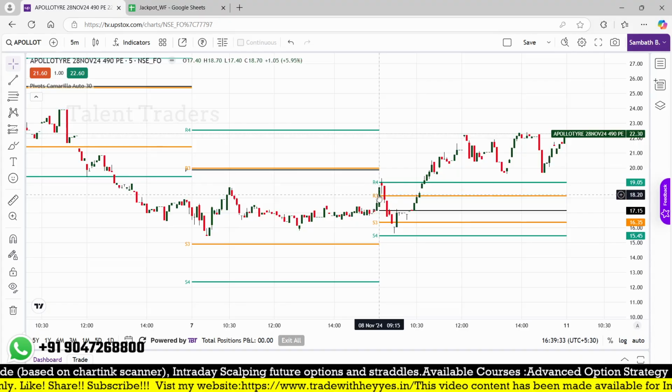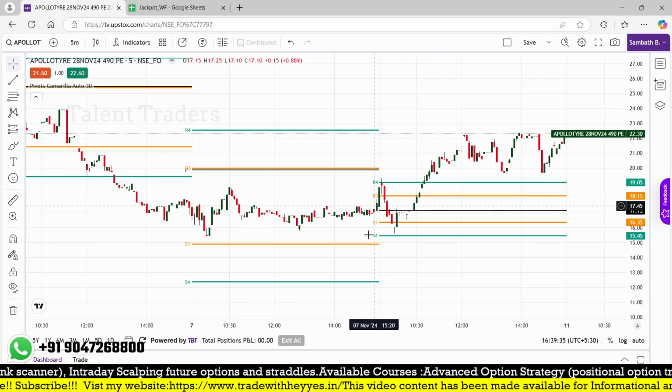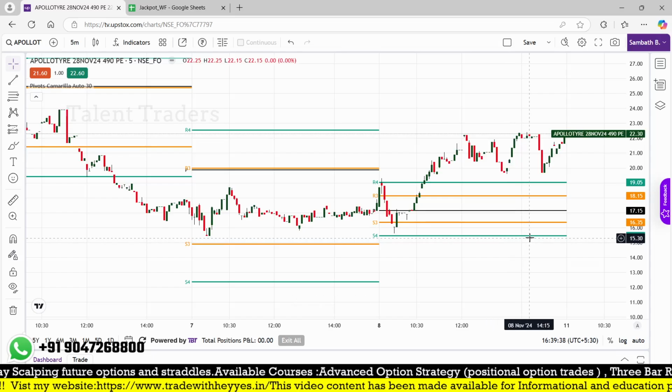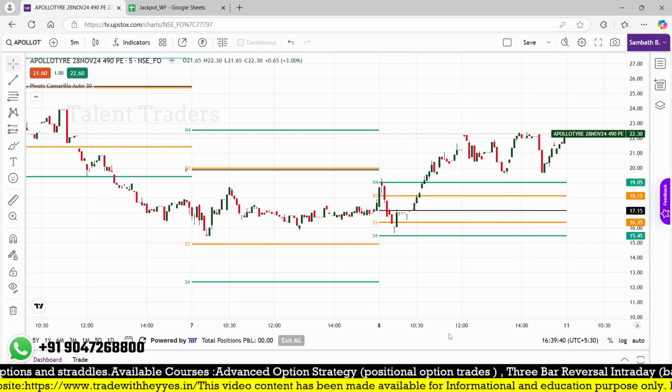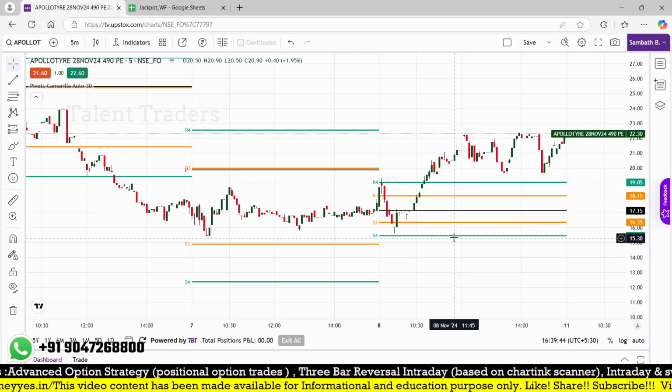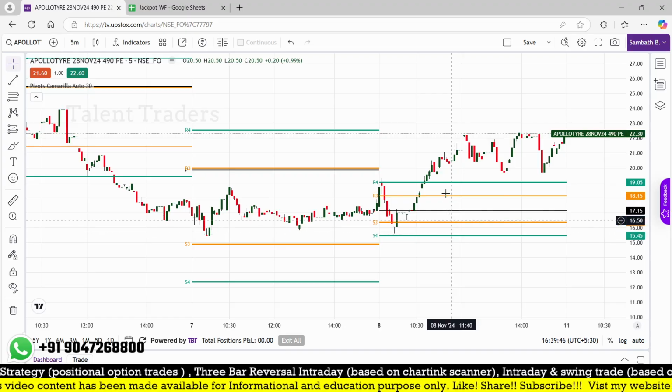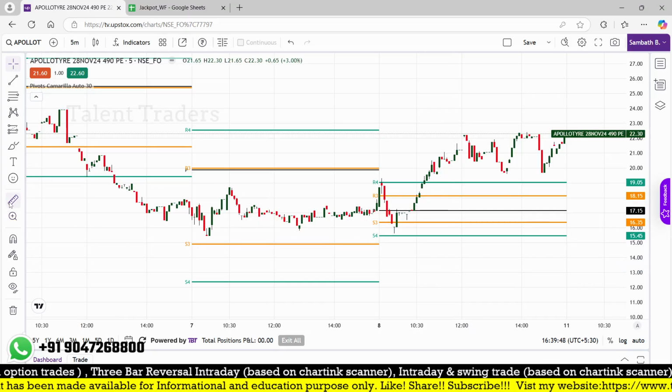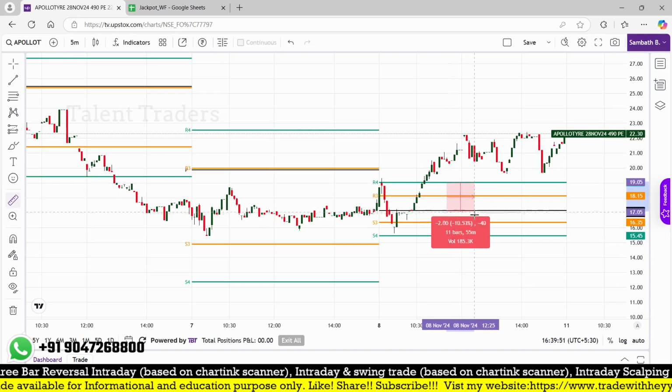So what I'm looking for is the breakout. So here it's a breakout about 19.5. My stop loss may be below 15.45. Sometimes we can keep the stop loss on the pivot level also. Sometimes we keep it below S4. Mostly we are keeping stop loss below S4 because it is a very narrow range.